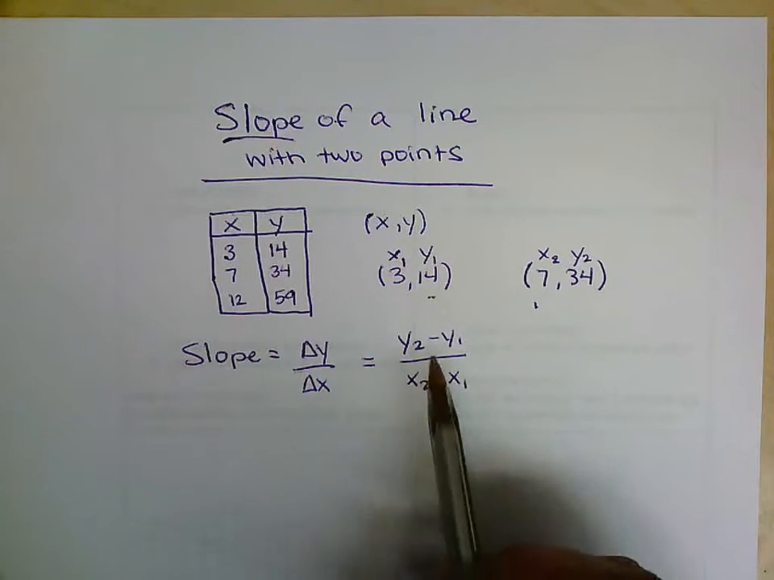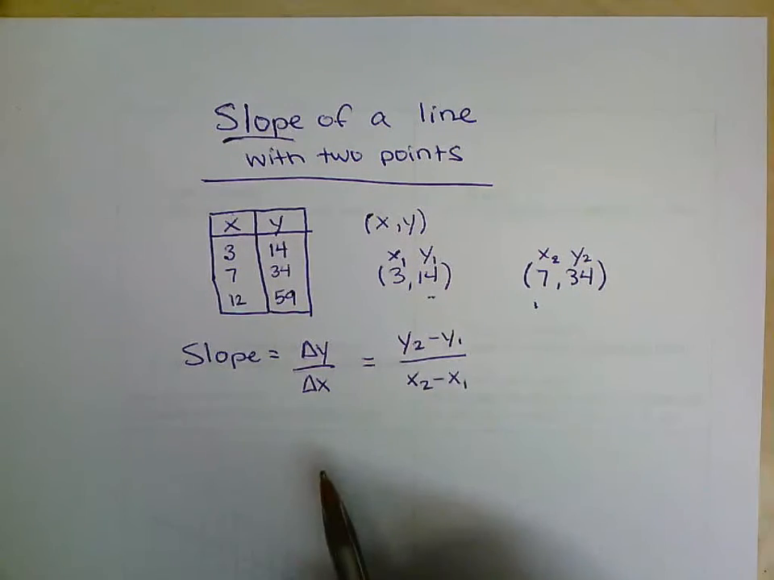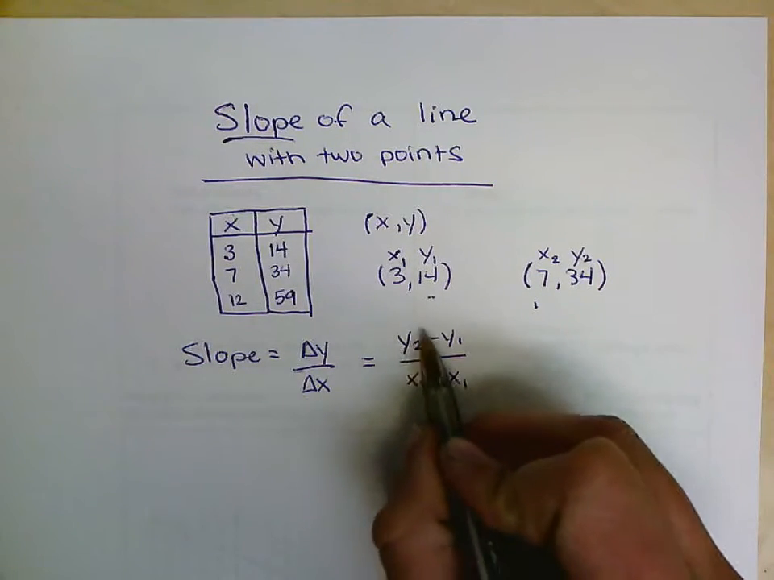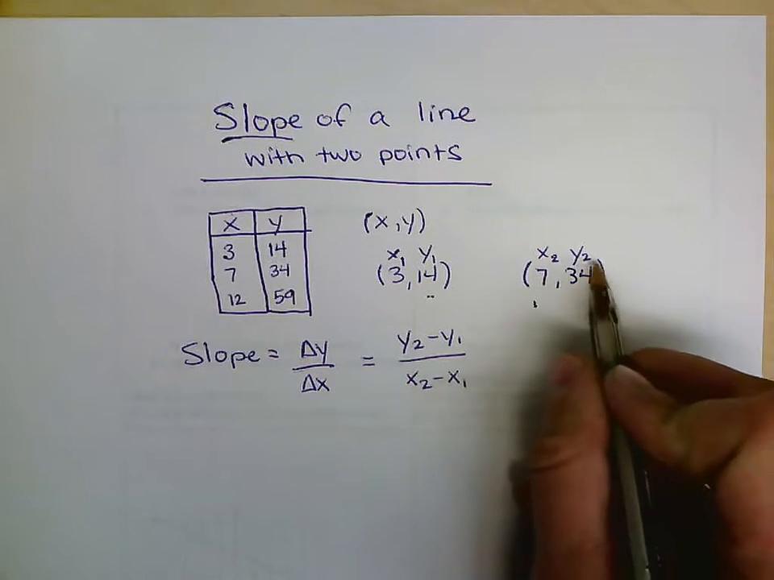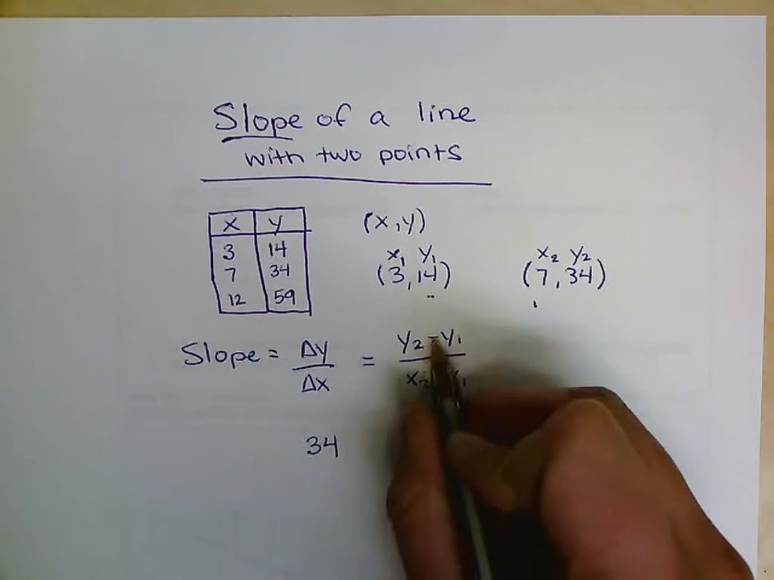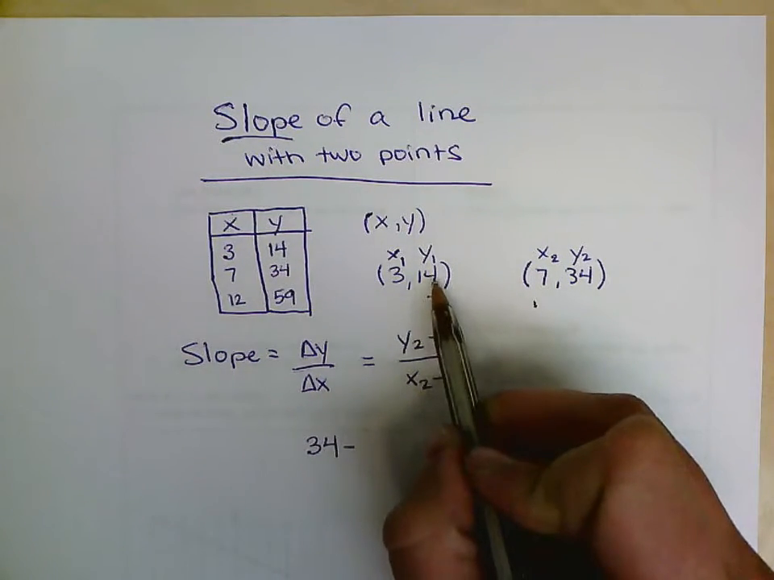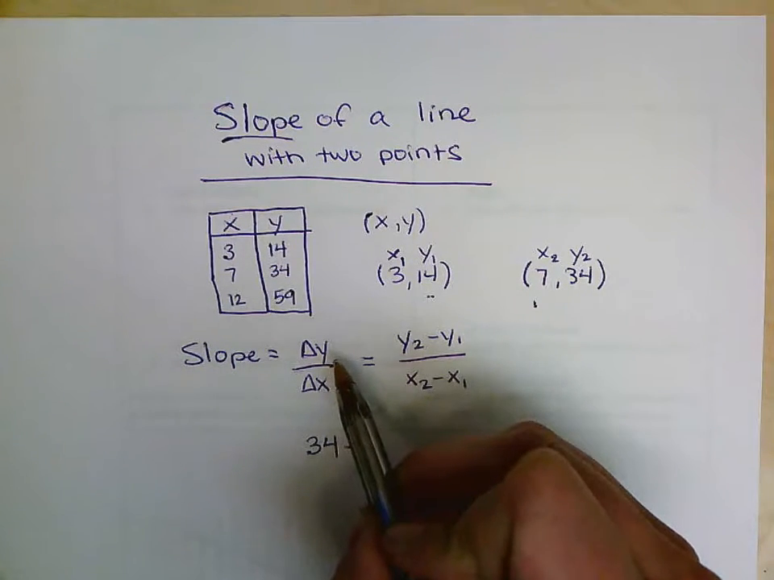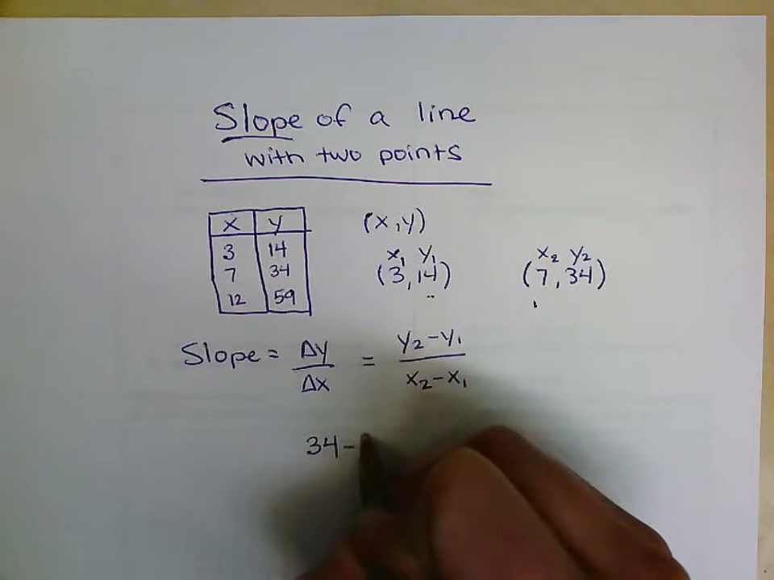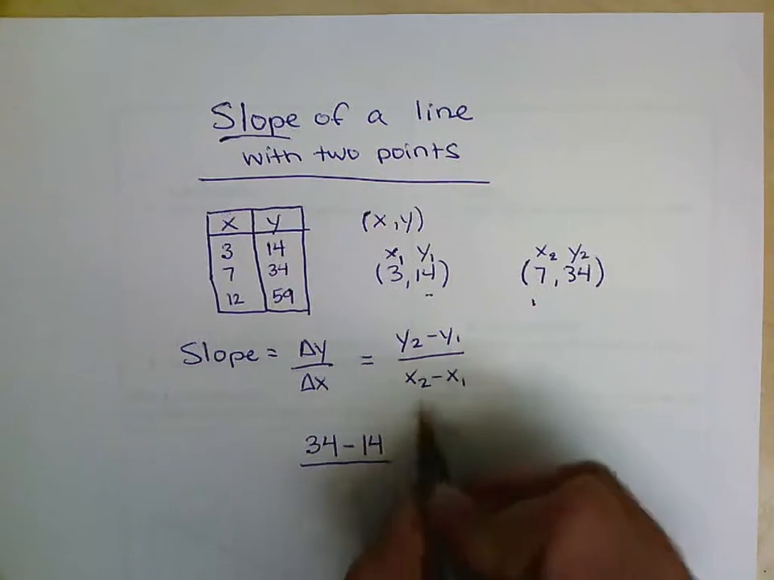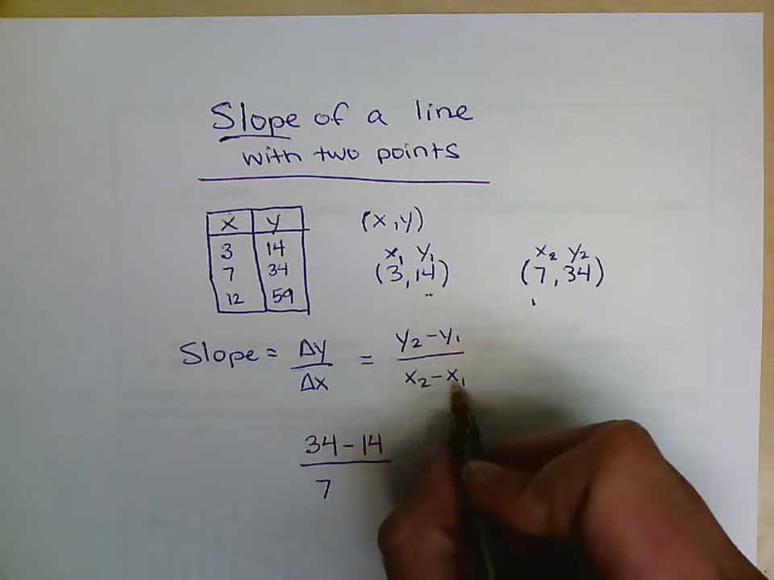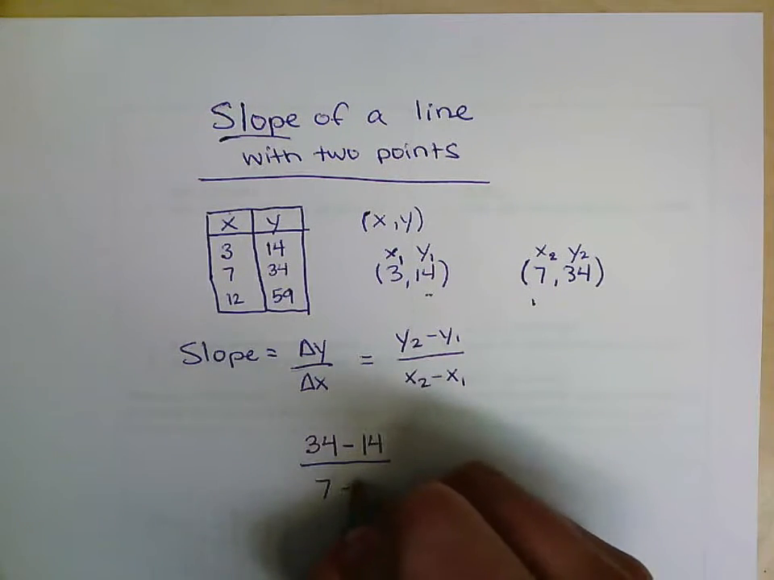Now using this definition of slope, we're just going to plug these points into our definition to help us figure out what slope is. So first I want to figure out y2. I'm looking at my second point, and the second part of that is the y part. So y2 in this example is 34. And we're going to subtract y1, because we want to find the difference of y2 and y1. So we take 34 minus y1, which is 14. So we're going to take 34 minus 14 and divide that by x2, which is found in our second point. So 7 minus x1, and x1 in this case is 3.